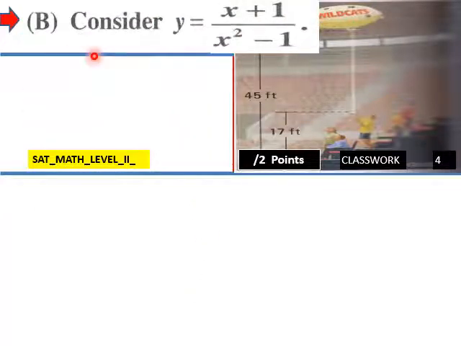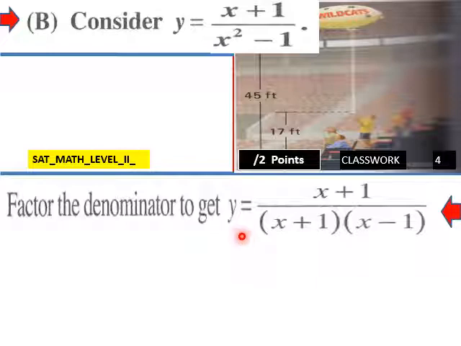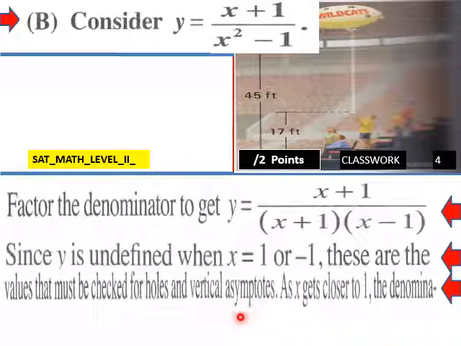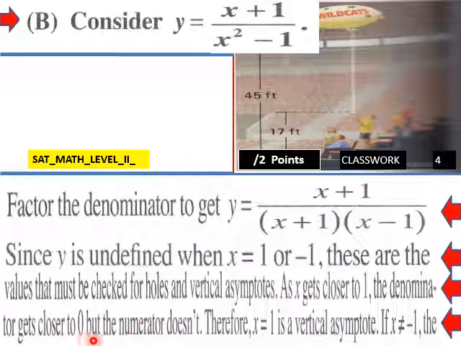Then b here. Consider y equals (x plus 1) over (x squared minus 1). Factor the denominator to get y equals (x plus 1) over (x plus 1)(x minus 1). Since y is undefined when x equals 1 or negative 1, these are the values that must be checked for holes or vertical asymptotes. As x gets closer to 1, the denominator gets closer to 0, but the numerator doesn't. Therefore, x equals 1 is a vertical asymptote. Same as the one before.